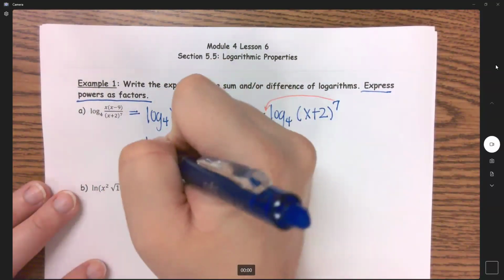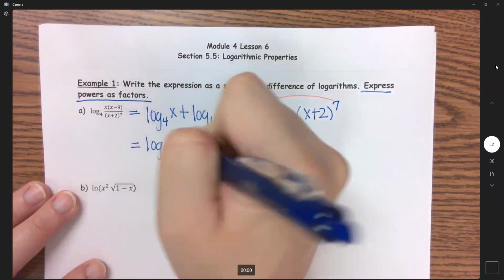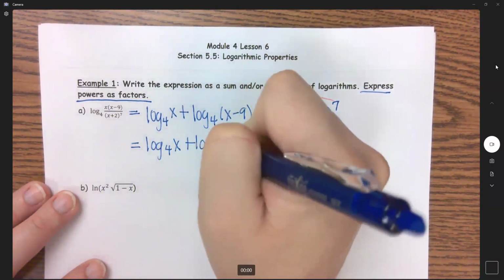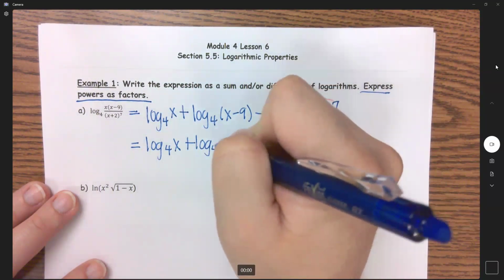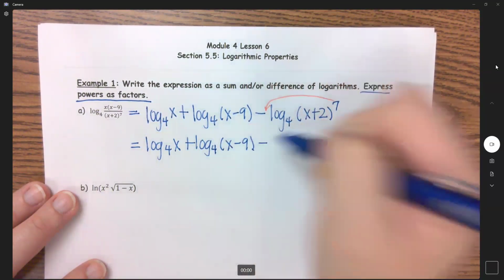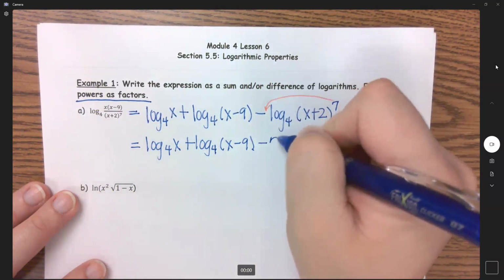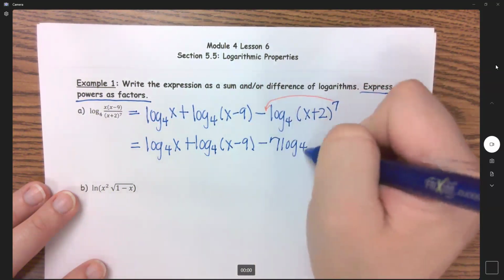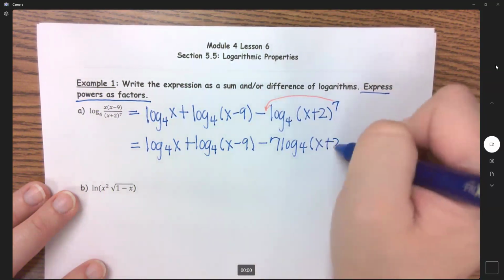So my final answer is log base 4 of x plus log base 4 of x minus 9 minus, moving that 7 in front, minus 7 log base 4 of x plus 2.